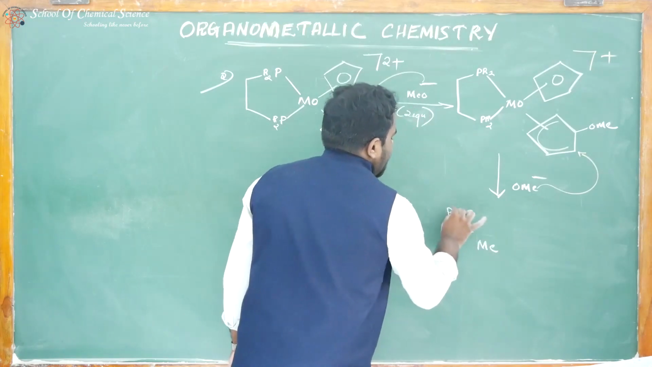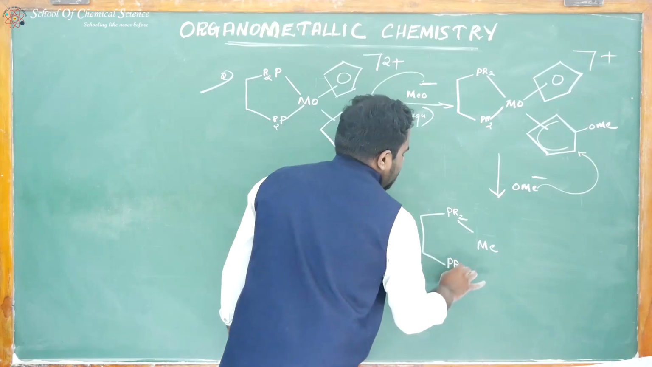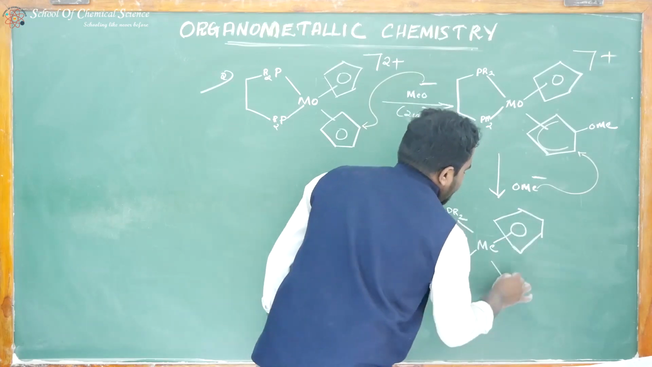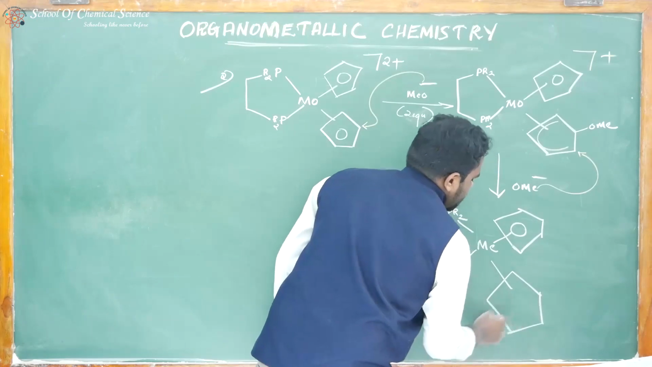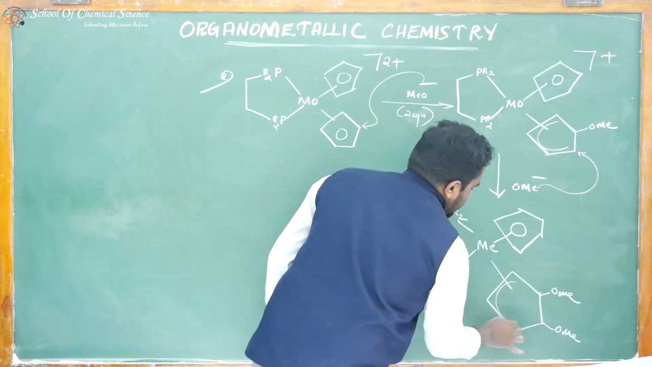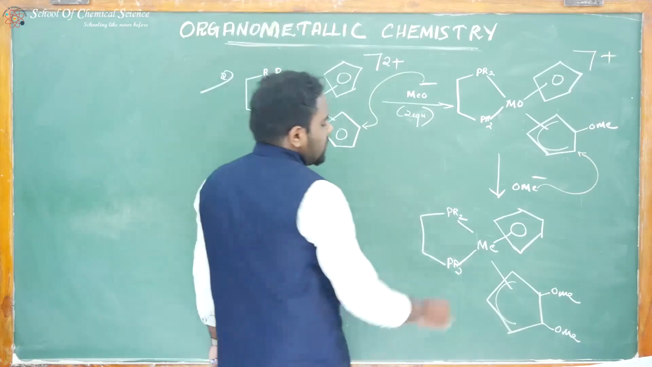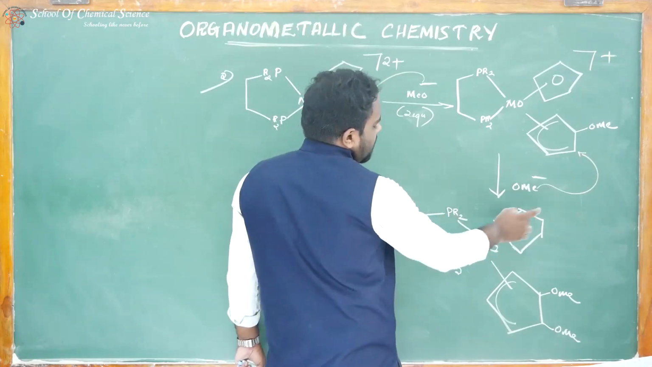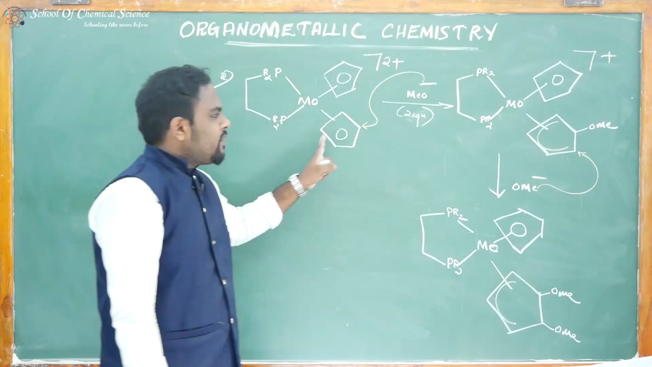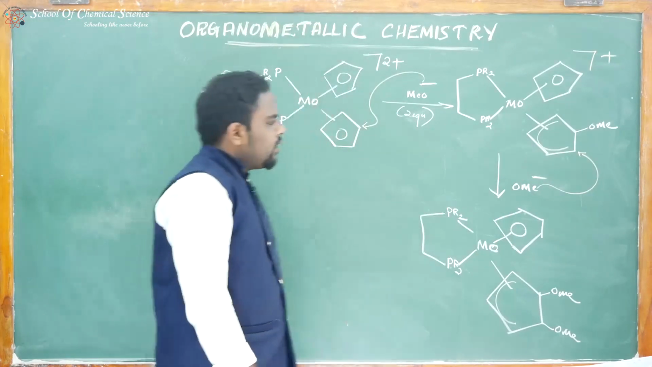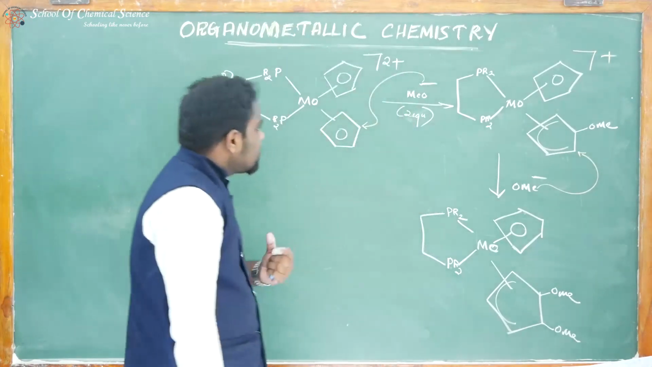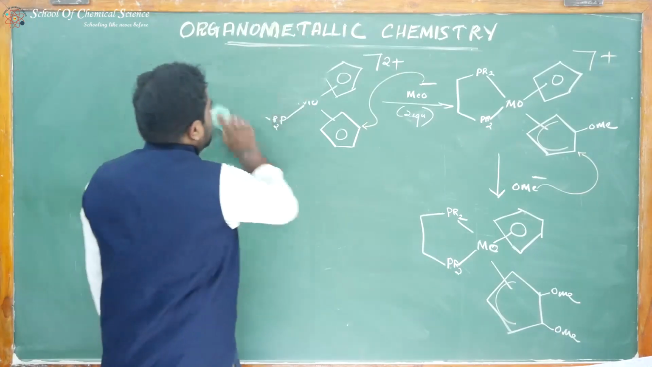Molybdenum, PR2. Here is CP, here also a CP is there. Here an OMe, here also another OMe. Then pi electron density is delocalized over 3 carbons. What is the electron count? This is molybdenum: 6 plus 4, 10, 15, plus 3, 18. This is eta 3, this is eta 4, this is eta 5 CP. It's eta 4 and it's eta 3. So that is the question. Then next question.